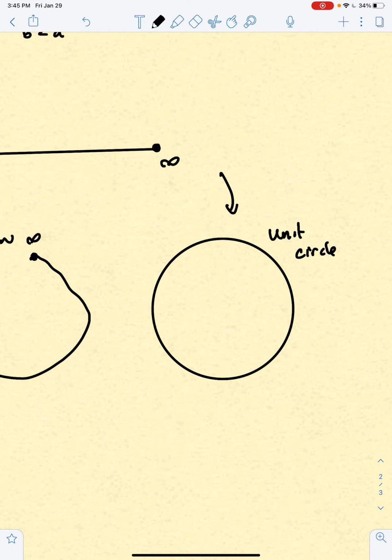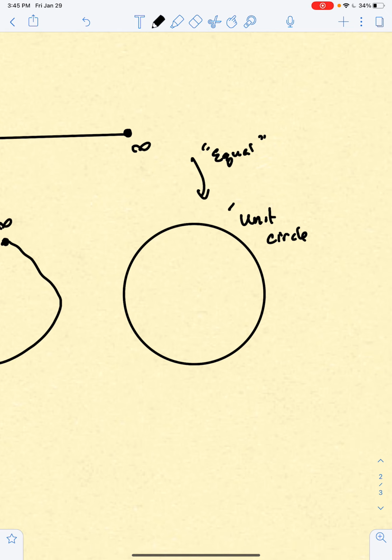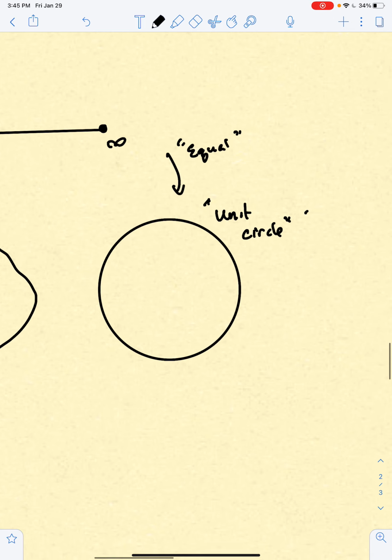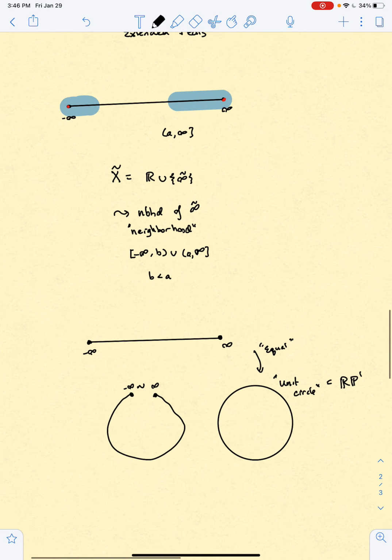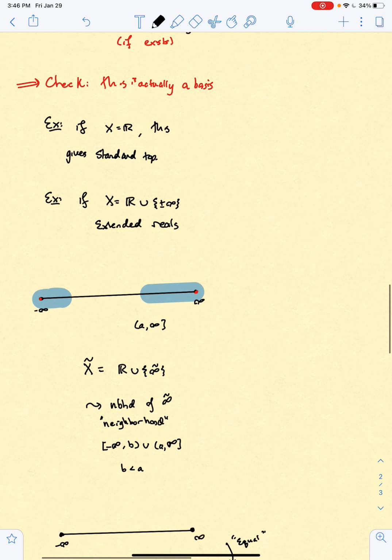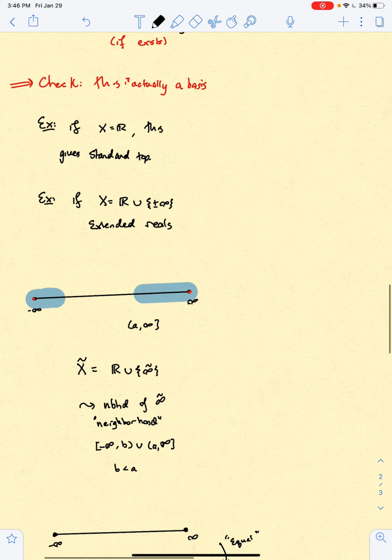Whatever that means, I should say, like equal. We'll have the words for this soon, but equal will become homeomorphic. And it's not actually really the unit circle, or maybe it is, up to homeomorphism, but it's something called the real projective line, RP1. But we'll get there. This is just something that happens if you say, well, what if that's the same point? What happens then?